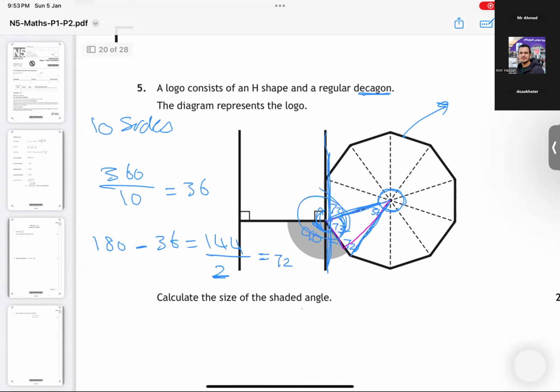Look at this one. I got all angles, but we have only one missing, which makes sense. You could use 360 minus: the first one is 90, the other one is also 90, this one is 72, the other one is 72. So we end up with 36. Is this one clear for you? Yeah. Okay. Do you want me to do it again or do you understand it? No, I understand it.